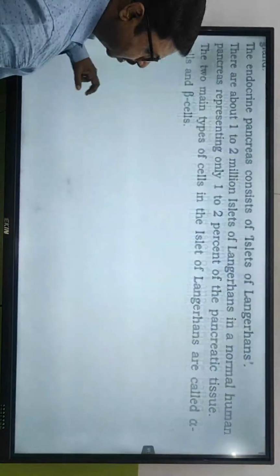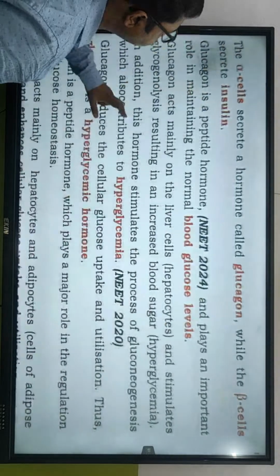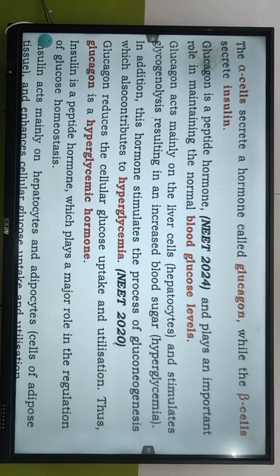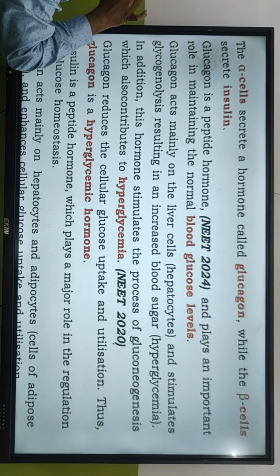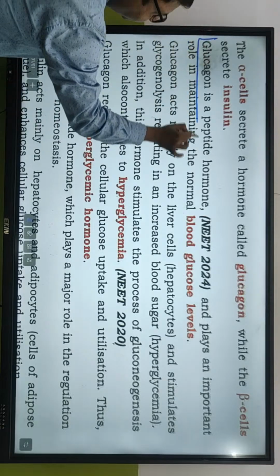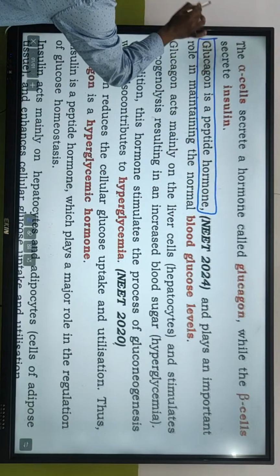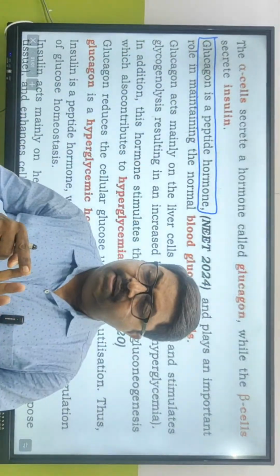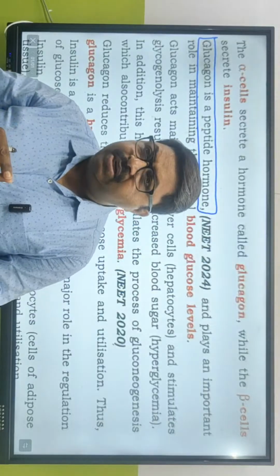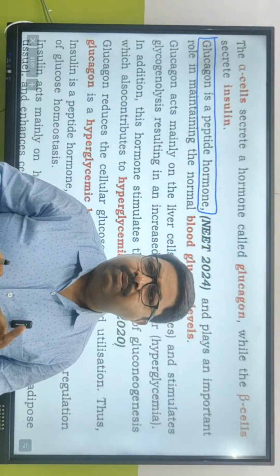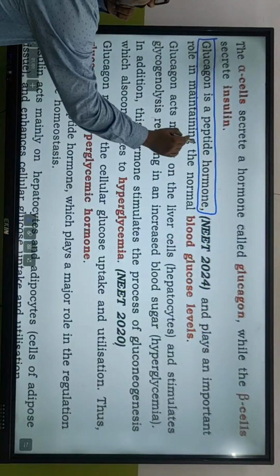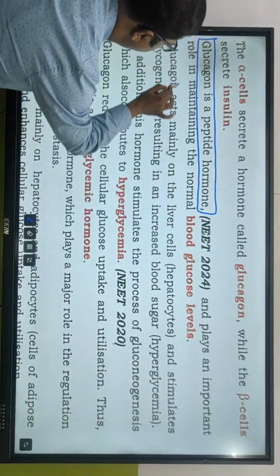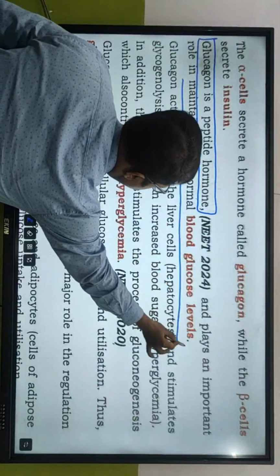So in your book they have talked about only two of them. The alpha cell secretes a hormone called glucagon while the beta cell secretes insulin. What is the function of glucagon? Glucagon is a peptide hormone. Remember, in the very first class we talked about three different types of hormones: amine hormone, peptide hormone, and steroid hormone. Now, glucagon is a peptide hormone and plays an important role in maintaining the normal blood glucose level.